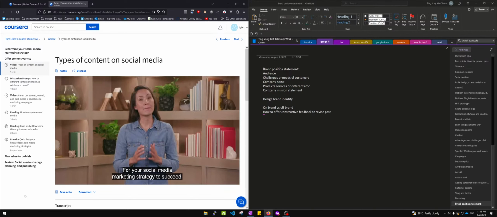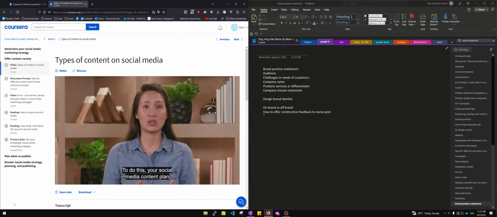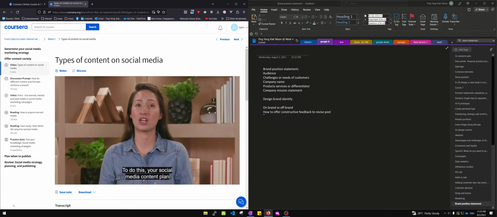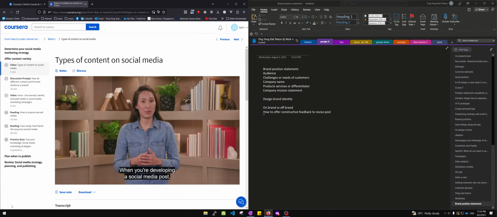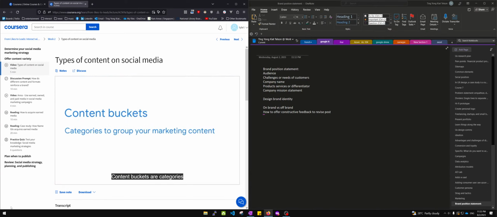For your social media marketing strategy to succeed, you need to produce effective content that generates engagement from your target audience. To do this, your social media content plan should include a variety of content types. When you're developing a social media post, you first need to consider what content bucket the post will fit into. Content buckets are categories to group your marketing content.